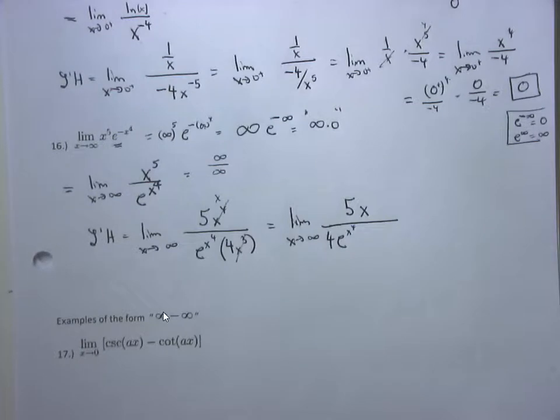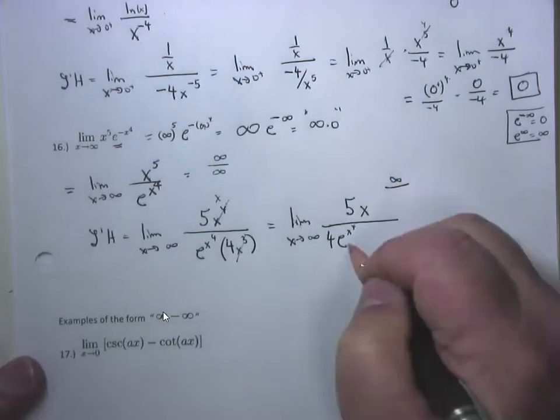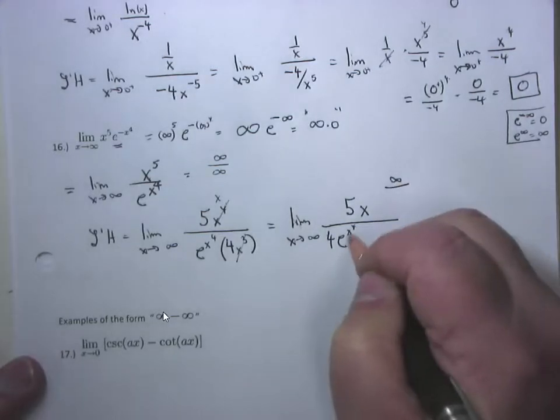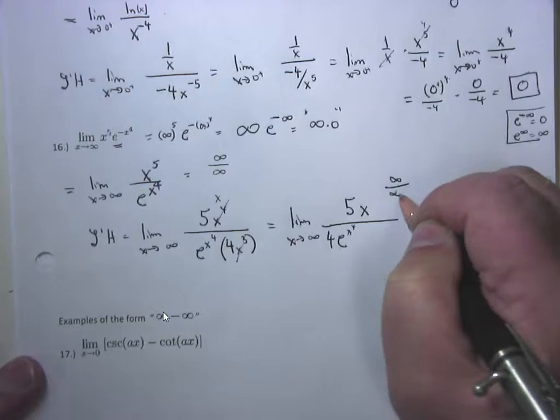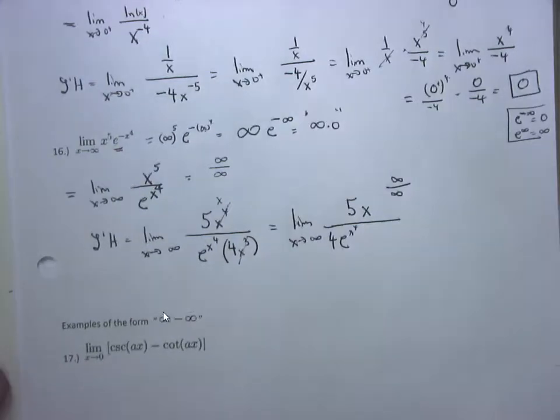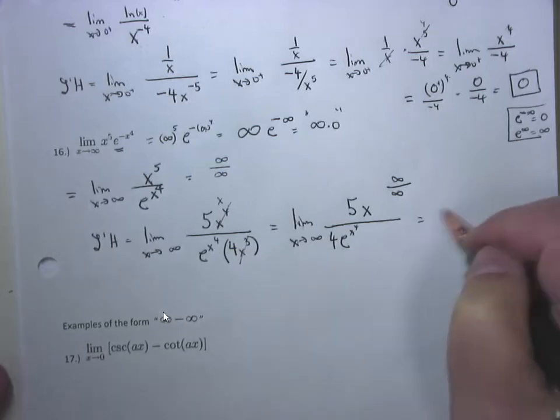Plug in infinity. What do I get? Well, 5 times infinity is infinity, over infinity to the fourth is infinity. E to the infinity is infinity. Still times 4 is still infinity. I got infinity over infinity again. So guess what I'm going to do? I'm going to do it again.